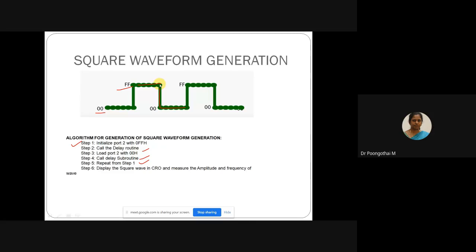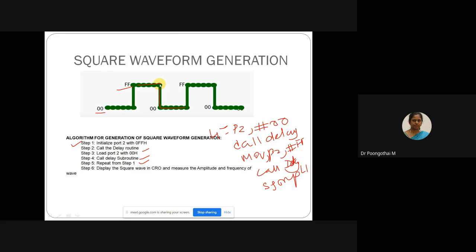The logic for this square wave generation is very simple. Just move 0, 0 to port 2. Call the delay routine. Next move FF: move P2, comma FF. Call delay. And repeat the operation to get a continuous square wave. So this is the logic.